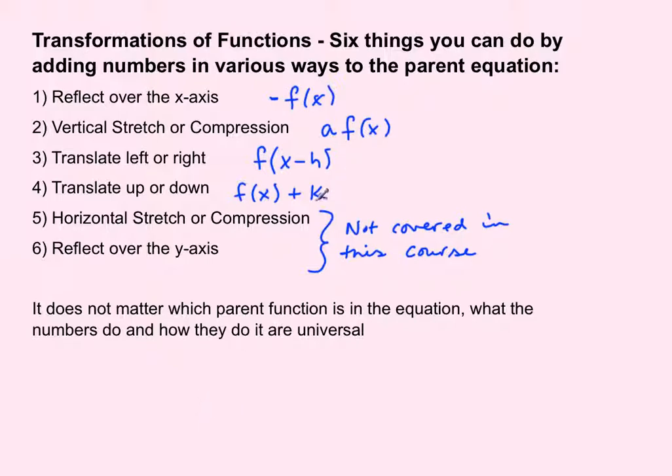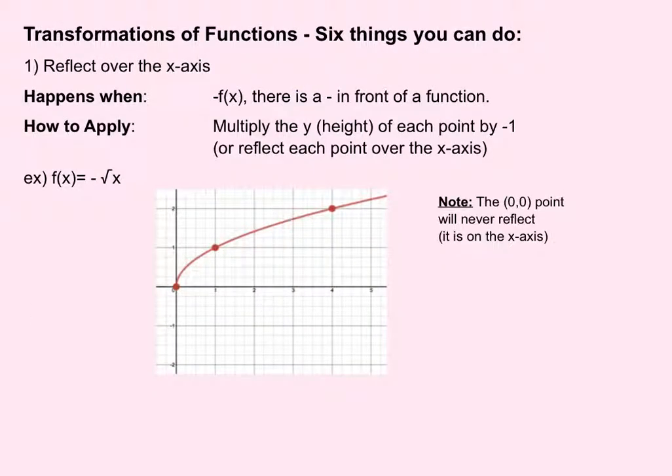Okay, so whenever I put a number at the end, it's always up or down, regardless if this is an x squared or a square root of x or an x cubed, etc. Okay, so let's take a look at how this works. First thing that we can do, we'll look at each of these separately. I'll show you how it applies to a graph. I'll give you an equation.